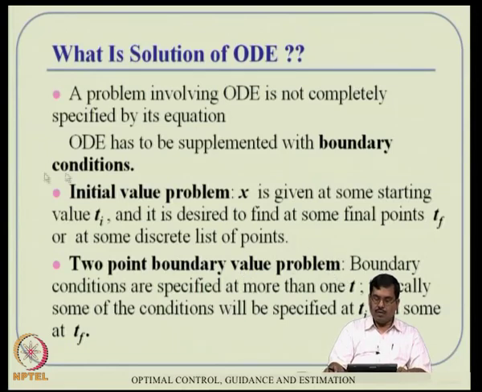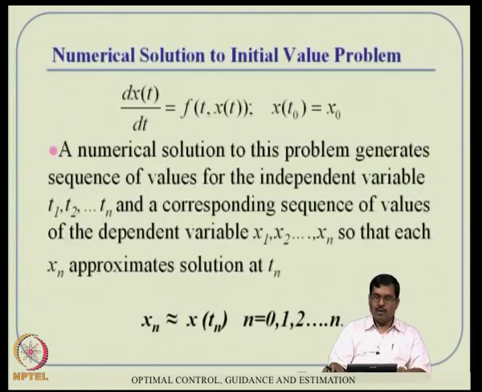But this particular class will talk about initial value problems only. That means all the conditions are given at one point of time. Then how do you get that? Numerical solution to initial value problems. This is the problem eventually: dx by dt is f of x, t, with x of t0 equal to x0, and remember this x is in general a vector.